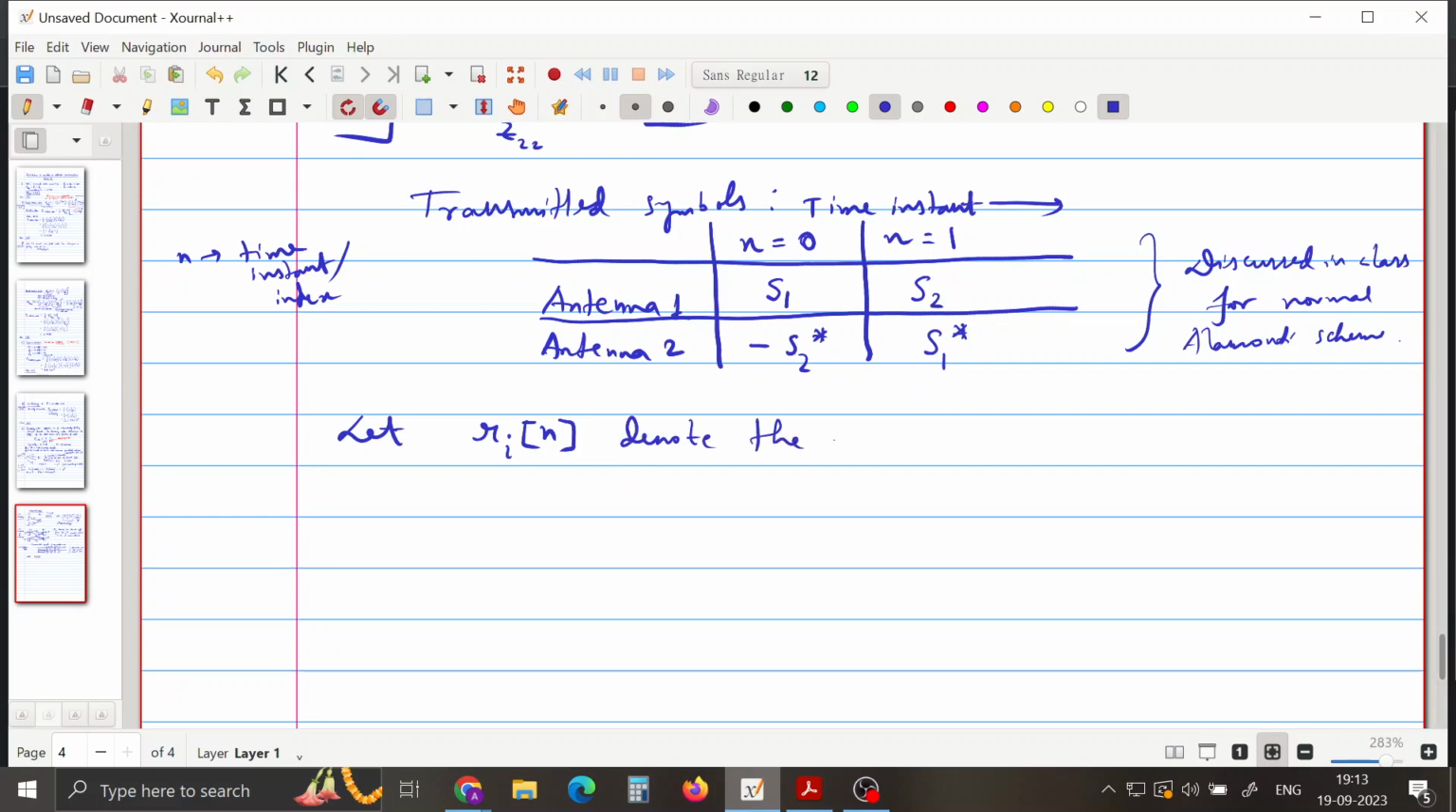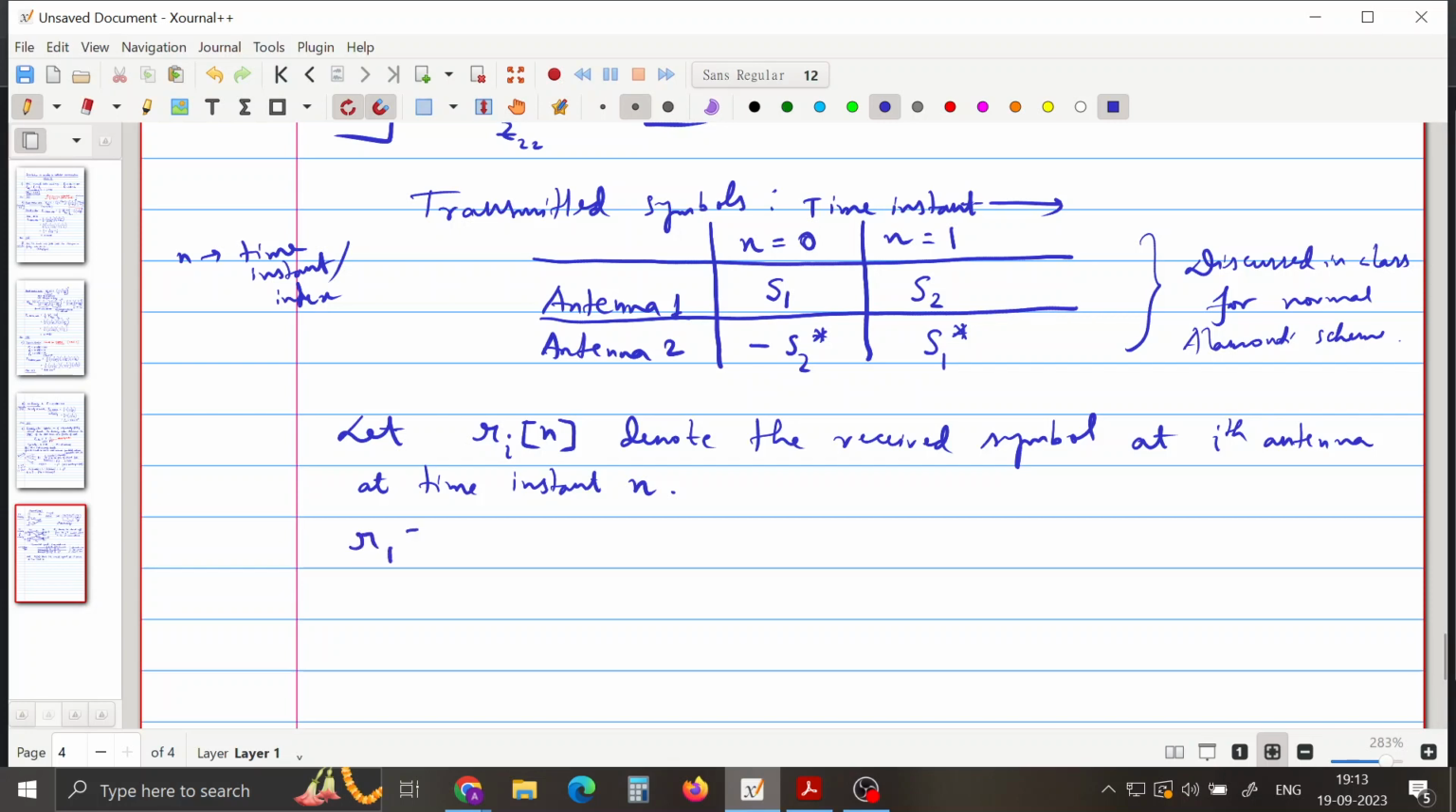the received symbol at ith antenna at time instant n. So now I can form some equations like I did previously, like it was done in the lectures.